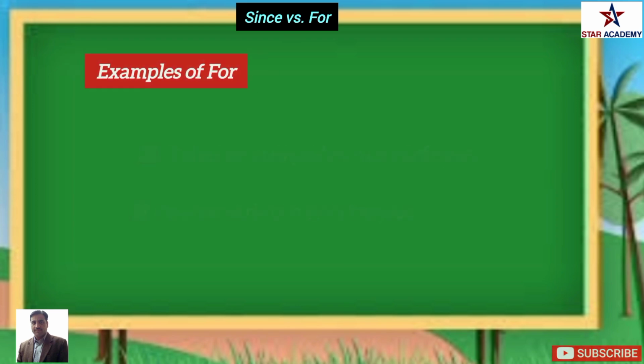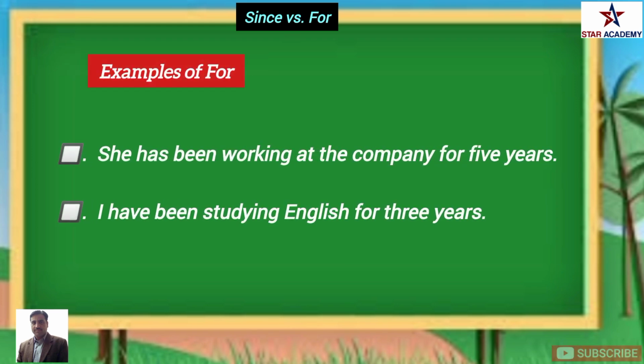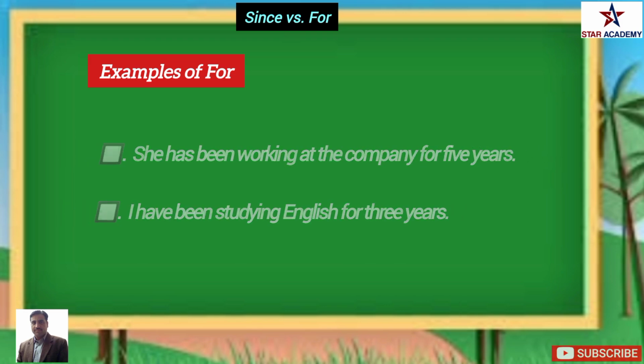Examples of for. She has been working at the company for 5 years. I have been studying English for 3 years. In these two examples, for indicates the duration of time during which the action has been happening. Notice how for is used to specify the length of time rather than the starting point.